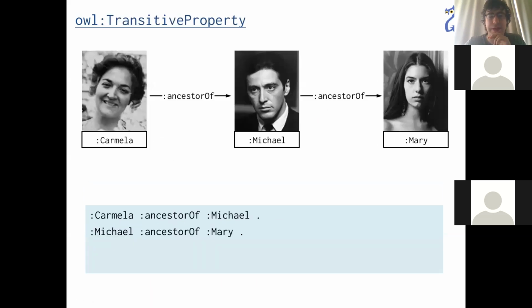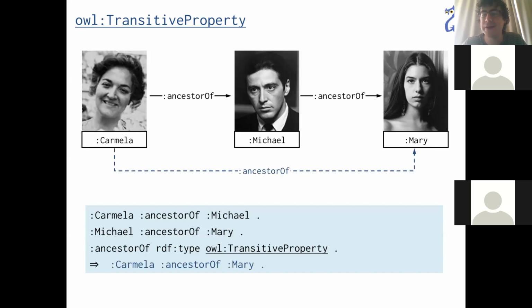So the next feature we have, which you may have heard of, are transitive relations, transitive property. So for example, ancestor of. So if we say Carmela is the ancestor of Michael, and Michael is the ancestor of Mary, and then we define that ancestor of is a transitive property, then essentially we can infer that Carmela would be the ancestor of Mary. Okay. So this is transitive property.